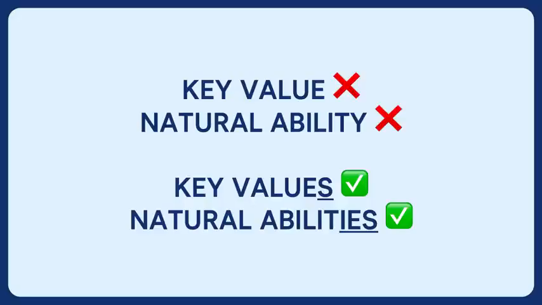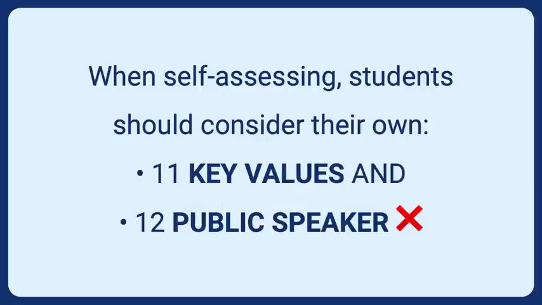Now there's something important I want to show you here. If you wrote key value, it would be incorrect, or natural ability would be incorrect. You need to make sure that you get the plural nouns right. So key values, natural abilities, they are the correct answers. And if you did put one of the distractors in, like public speaker, which is wrong, just read the question and see if it makes sense.